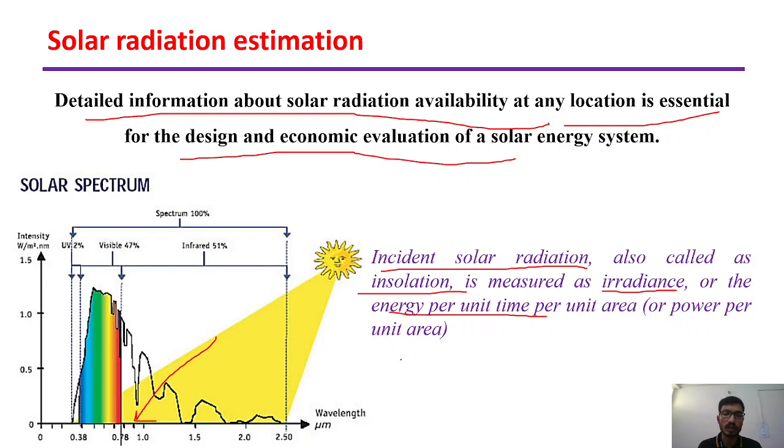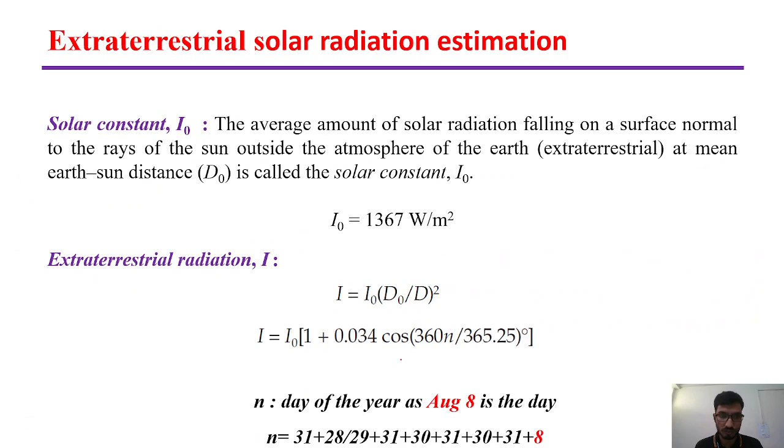So we have to estimate the overall irradiance, and then we will study the solar irradiance at various surfaces: at horizontal surface, at tilted surface, at extraterrestrial surface, and at terrestrial site. The first thing we discuss is extraterrestrial solar radiation, which means radiation outside of the Earth's surface. So we have to first be clear about the solar constant.